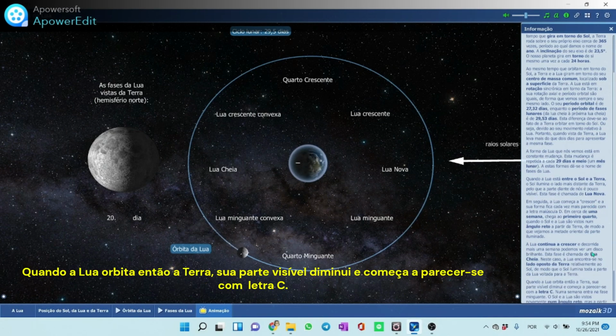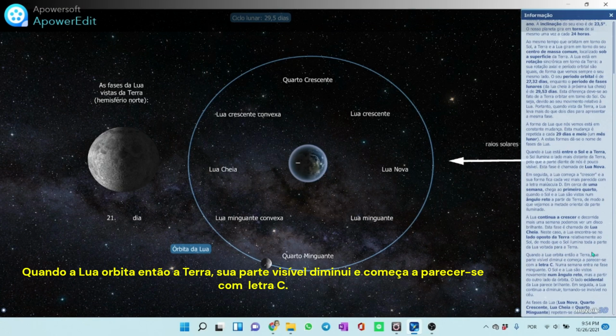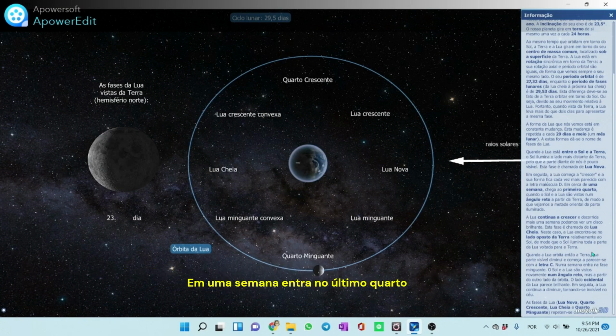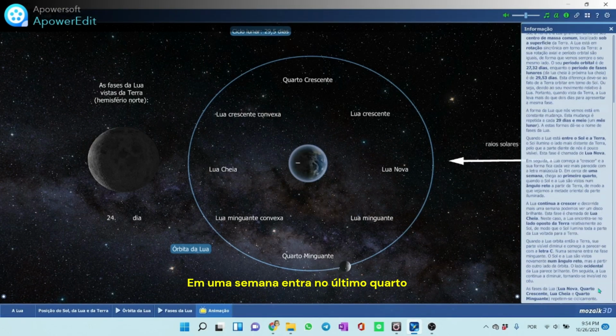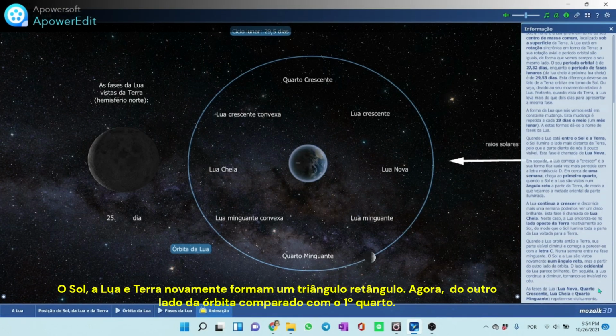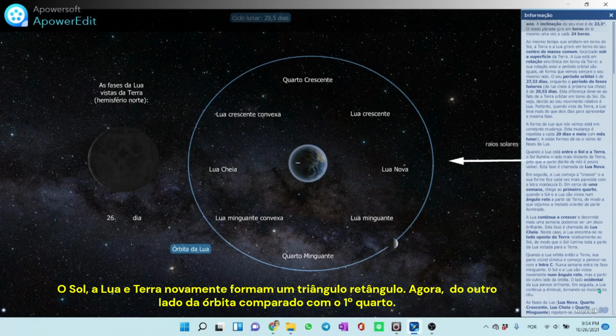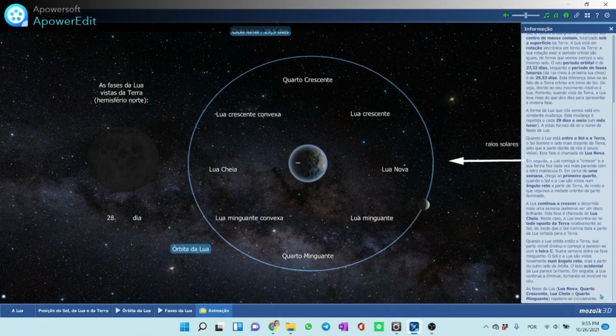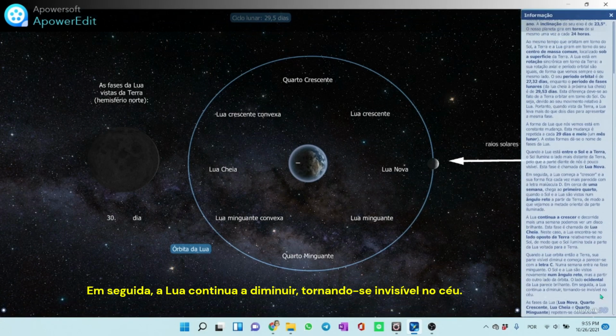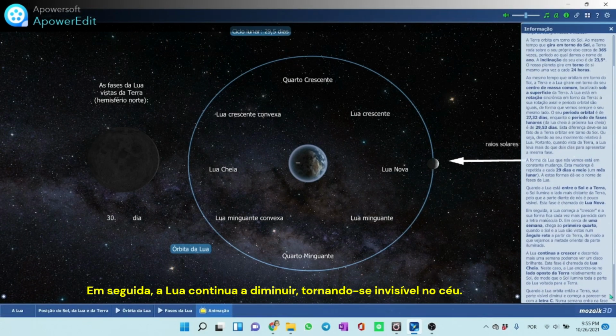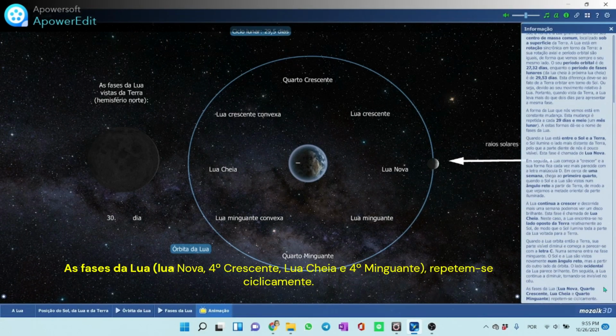Then, as the Moon orbits the Earth, its visible part decreases and it starts to look like the letter C. In 1 week, it enters the last quarter phase. The Sun, Moon, and Earth again form a right triangle, now on the other side of the orbit compared to the first quarter. The western side of the Moon looks bright. Then it continues decreasing and becomes invisible in the sky. The lunar phases, the new moon, first quarter, full moon, and last quarter, return cyclically.